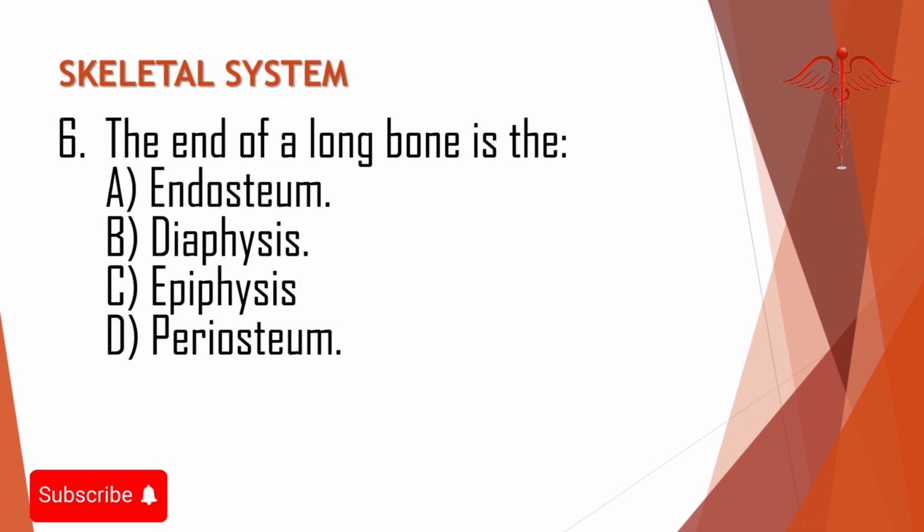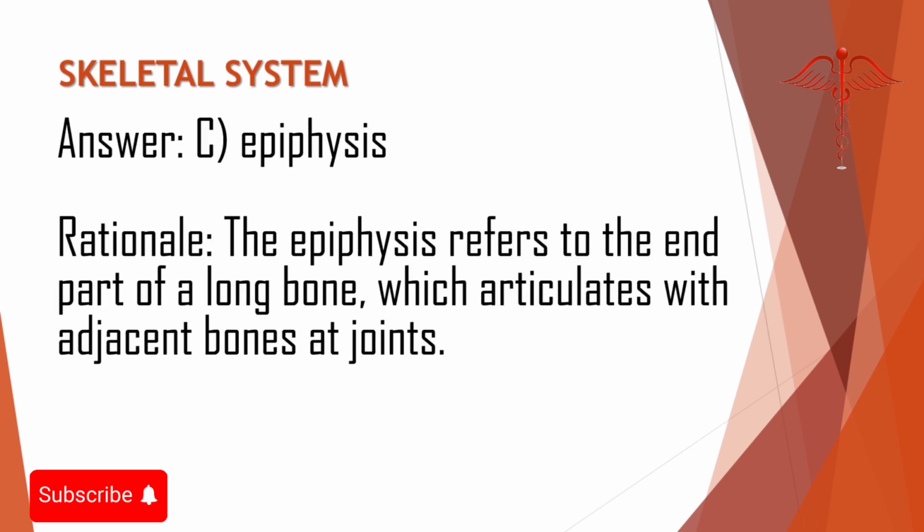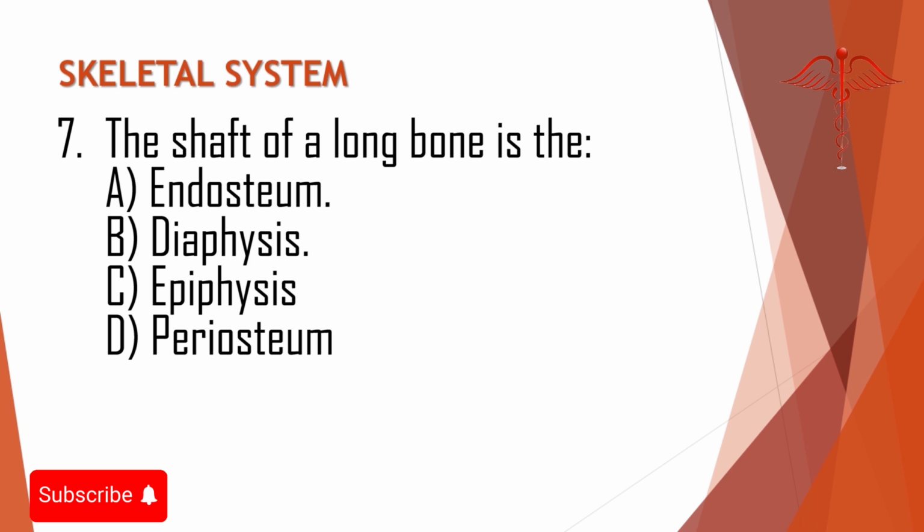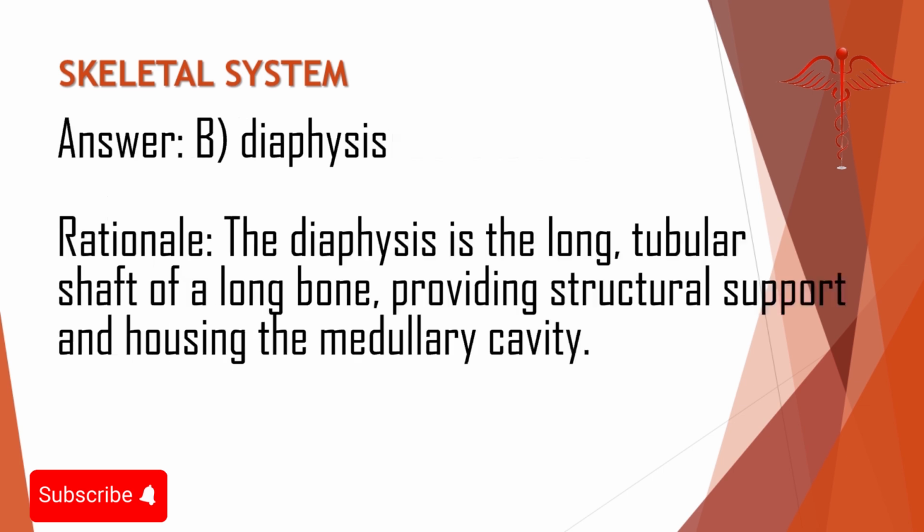6. The end of a long bone is the A. Endosteum. B. Diaphysis. C. Epiphysis. D. Periosteum. Answer: C. Epiphysis. Rationale: The epiphysis refers to the end part of a long bone, which articulates with adjacent bones at joints. 7. The shaft of a long bone is the A. Endosteum. B. Diaphysis. C. Epiphysis. D. Periosteum. Answer: B. Diaphysis. Rationale: The diaphysis is the long, tubular shaft of a long bone, providing structural support and housing the medullary cavity.